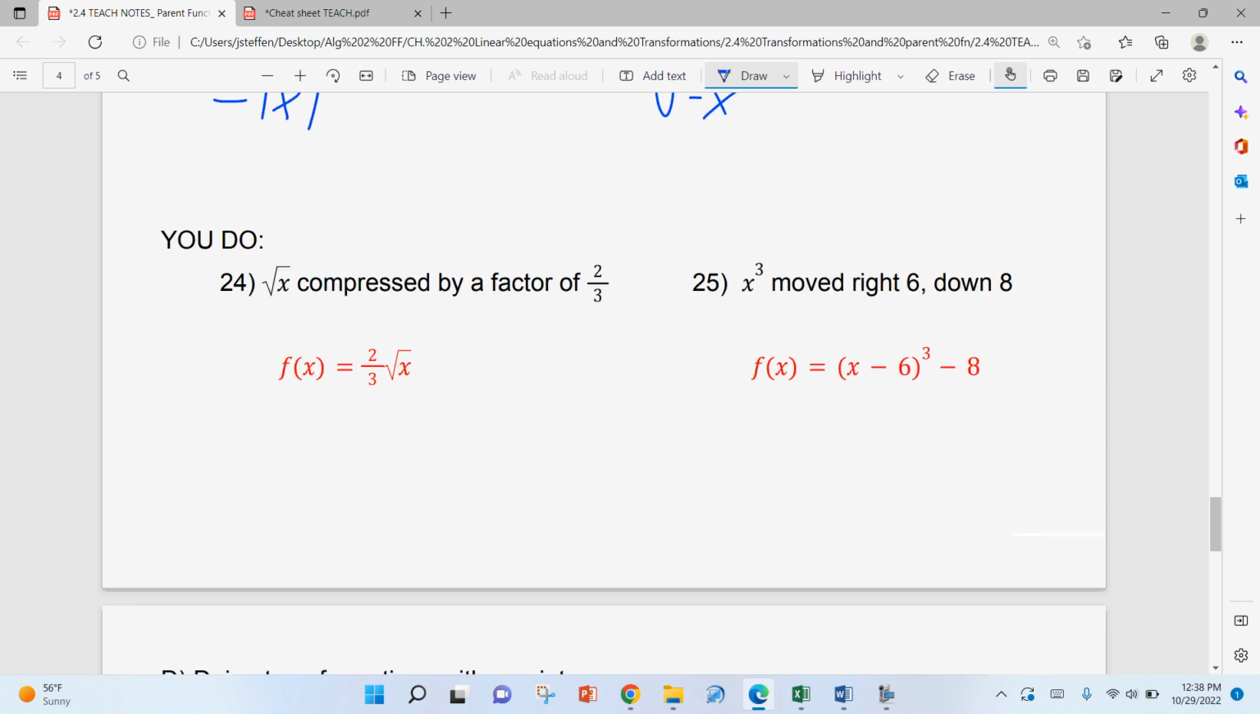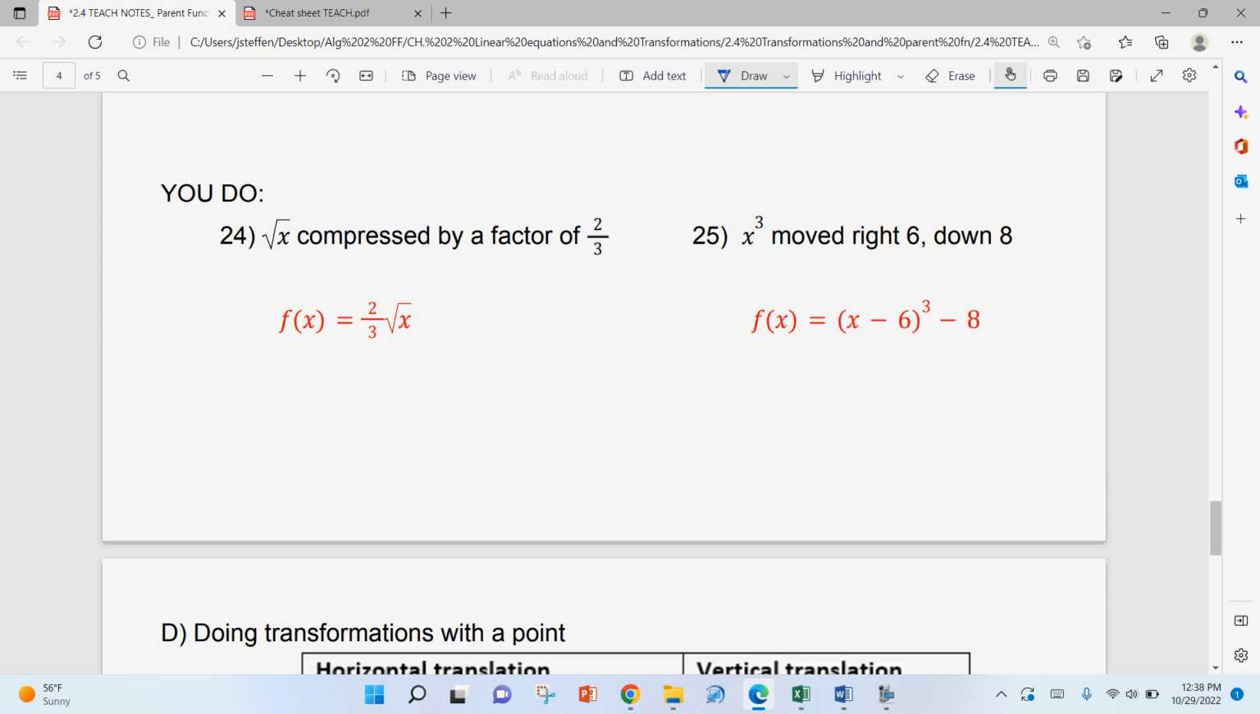So go ahead and do number 24 and 25 on your own. Again, obviously the answers are up here, but you just have to make sure you can get to the answers. So again, this one, they give you the parent function. They give you 2/3 is what you're compressing it by. And again, it's a compression because it's smaller than 1. If all of a sudden I made that bigger than 1, like 6, then it wouldn't be a compression. It would be a stretch.